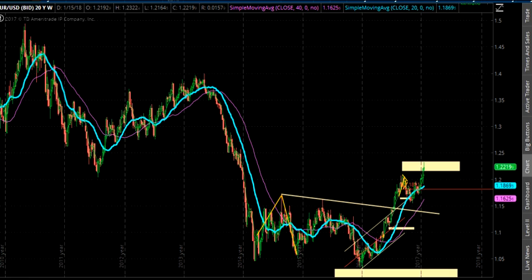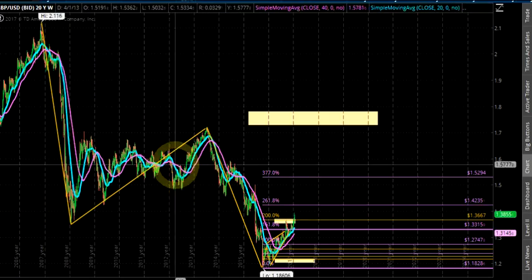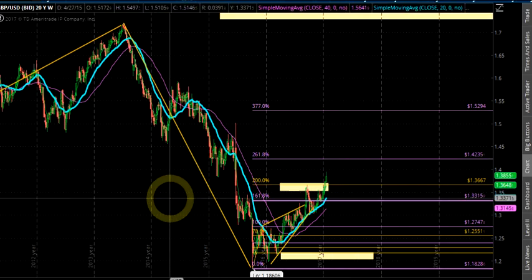British pound. Well, let's see. What was it, the Canadian dollar, or was it British pound, US dollar is what we're looking at? So we never did really get a pullback in this.